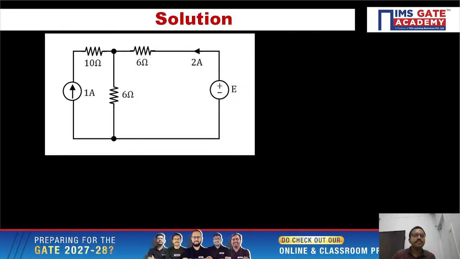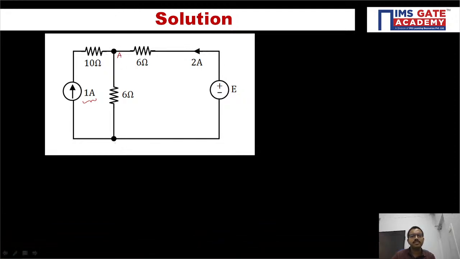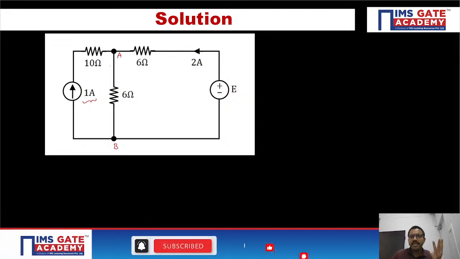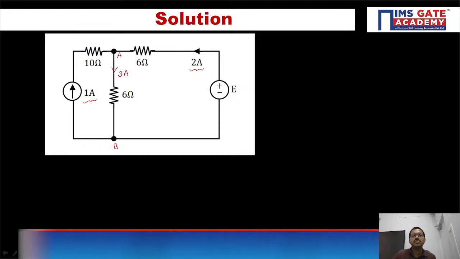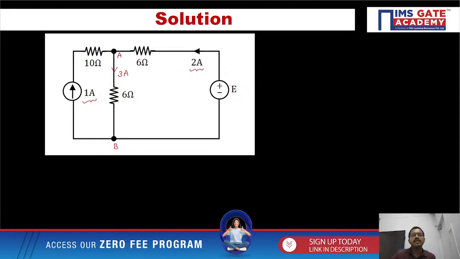See here, 1 ampere current is entering. Suppose I am labeling this node A and this node B. At a particular node A, 3 branches are there, among which in 2 branches currents are entering, 1 plus 2, together 3 ampere. Obviously 3 ampere has to leave the node through the other branch. So that is the KCL. That is the first step. Now after that you can use Ohm's law.